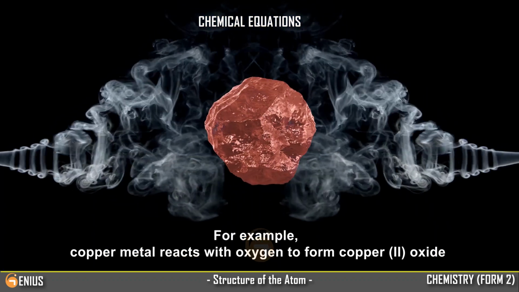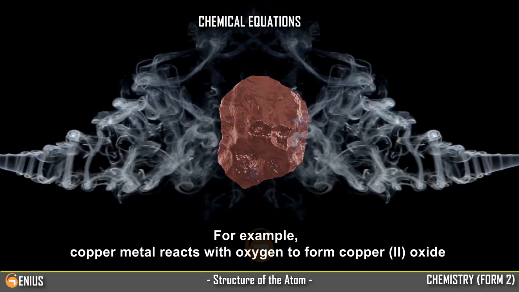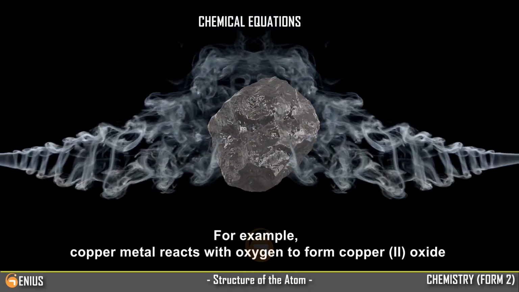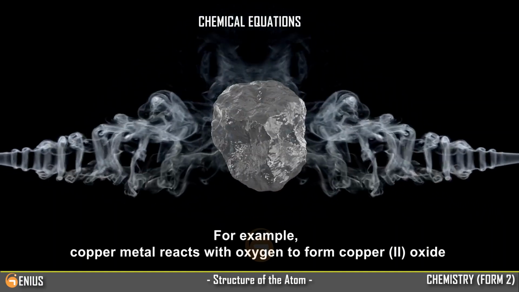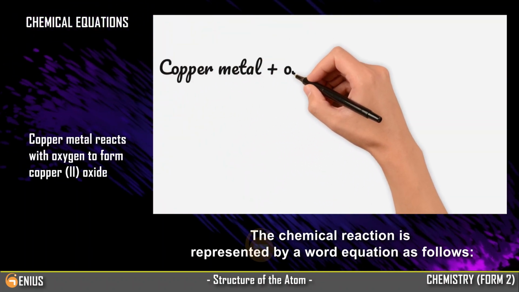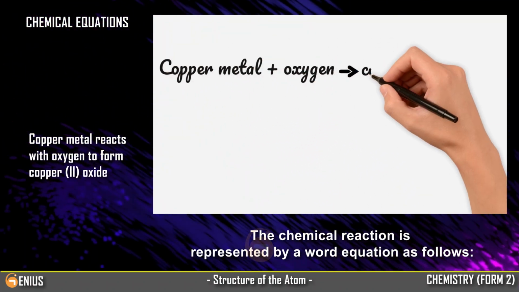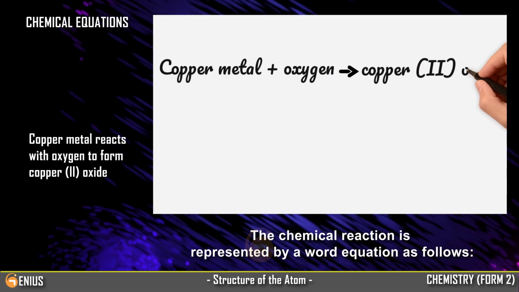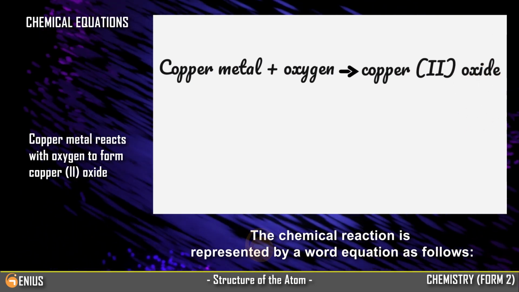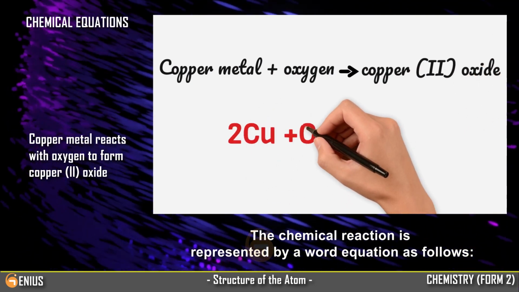For example, copper metal reacts with oxygen to form copper(II) oxide. The chemical reaction is represented by a word equation as shown. The equation that represents the reaction can be written in form of symbols as shown.